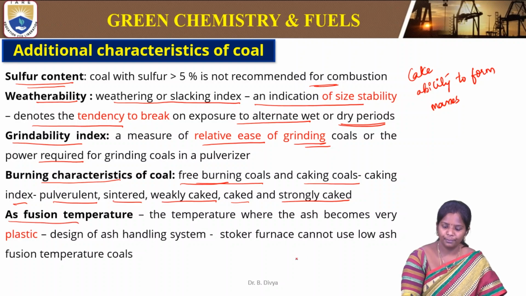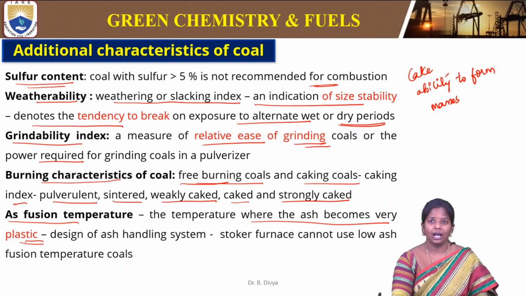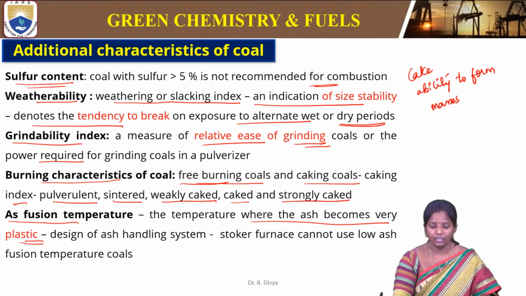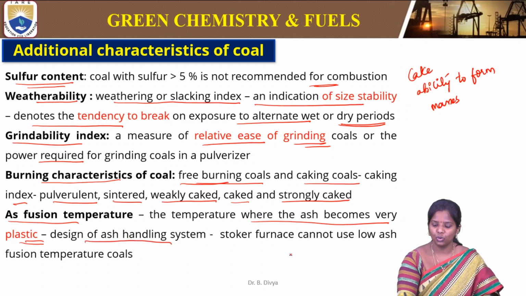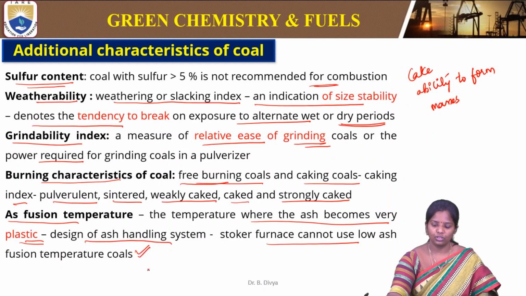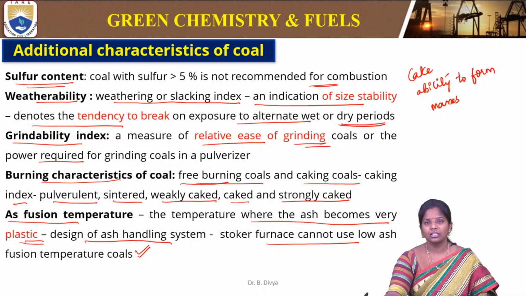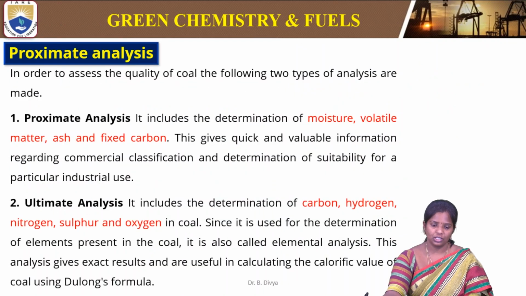Then ash fusion temperature, the temperature where the ash becomes very plastic, like becoming tars. In that case, fusion temperature plays an important role. Design of ash handling system: a stoker furnace cannot use low ash fusion temperature coals. So these are the different characteristics that are considered other than proximate analysis. These are the additional characters to be considered before we go for any applications.